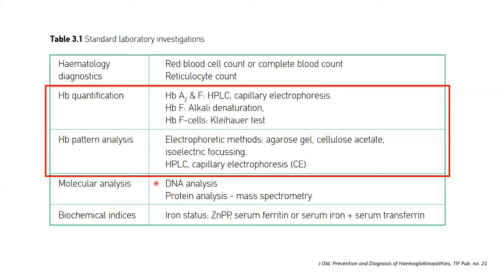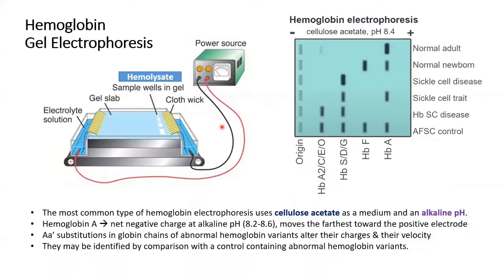To detect these particular variants, we use different methods to identify the patterns, which will be either electrophoretic methods, HPLC, or capillary electrophoresis. To quantify them, the quantification is usually done by HPLC and capillary electrophoresis. In the case of HbF, you can use alkali denaturation or the Kleihauer test to quantitate the hemoglobin F which is present. So this is about the different methods.